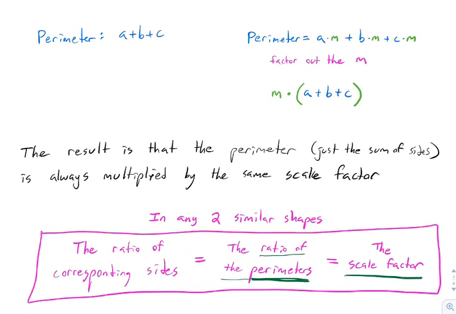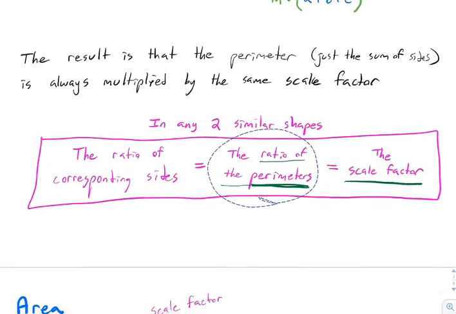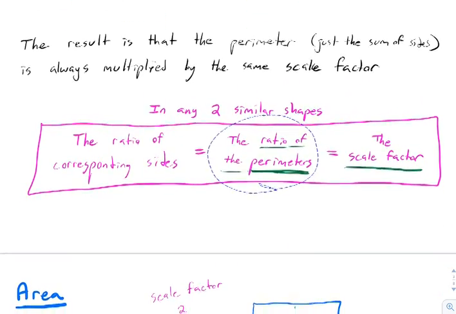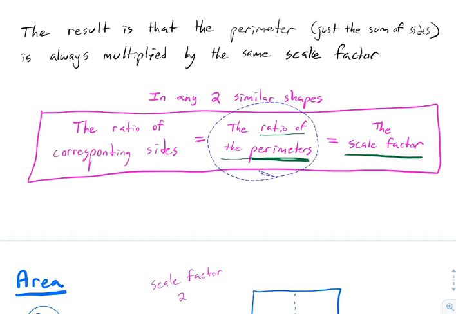Here's how we could break it down into a simple relationship. In any two similar shapes, the ratio of their corresponding sides, which we call the scale factor, is actually the same as the ratio of their perimeters, because again, that's just a one-dimensional length. All right. So the ratio of the perimeters is the same ratio as the scale factor, which is the same ratio as any pair of corresponding sides.